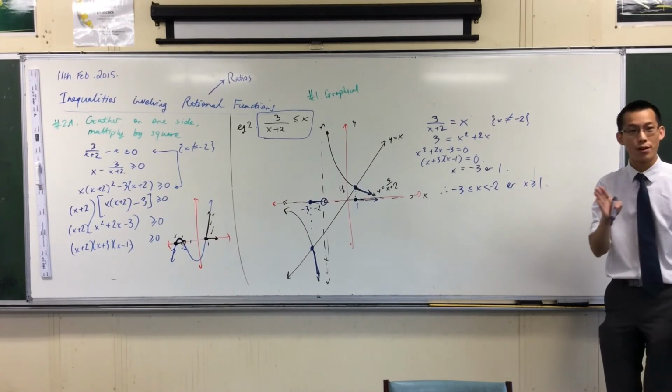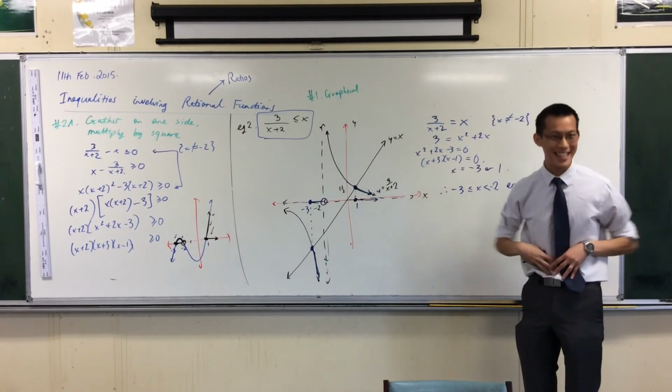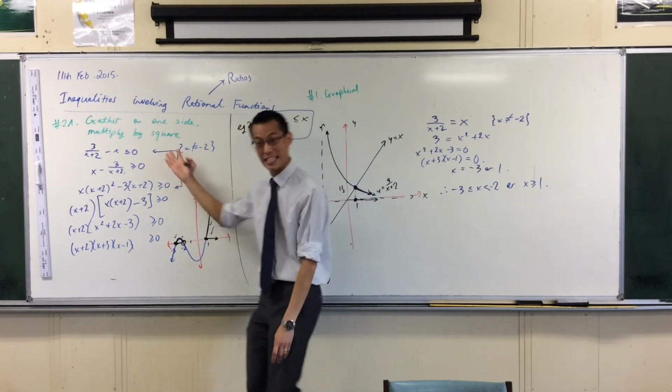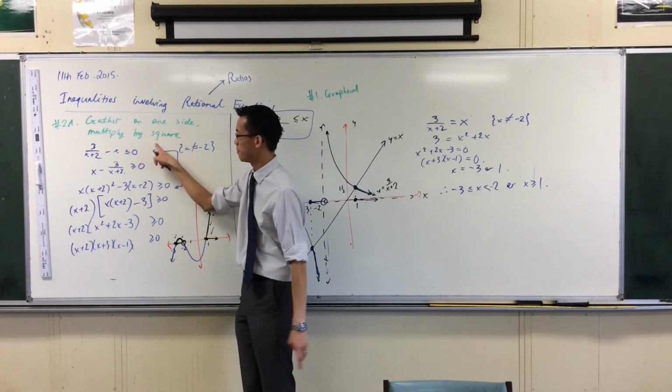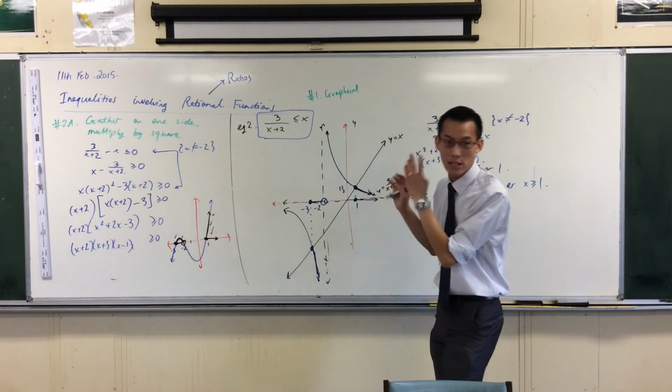So, if you are the kind of person who looks at rational functions and feels sick, then one of the approaches you can take is to transform this thing, multiply it by a square and make it a cubic problem. So that's one way to go about this.